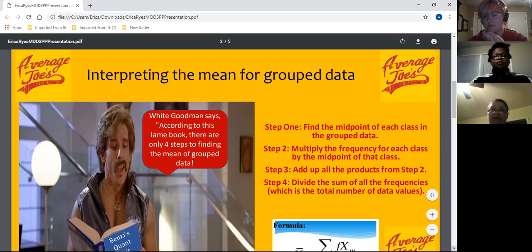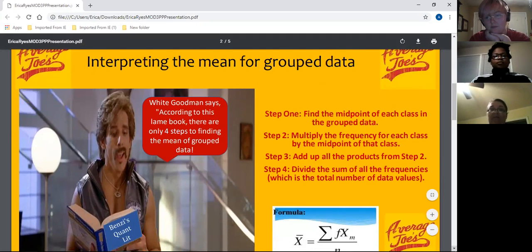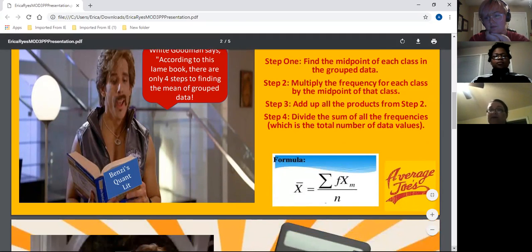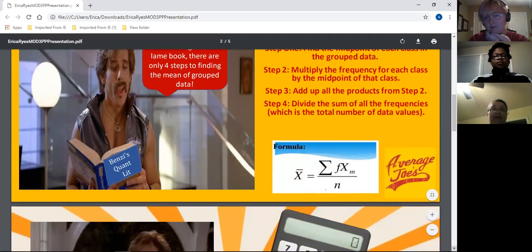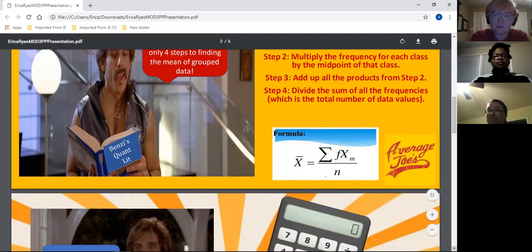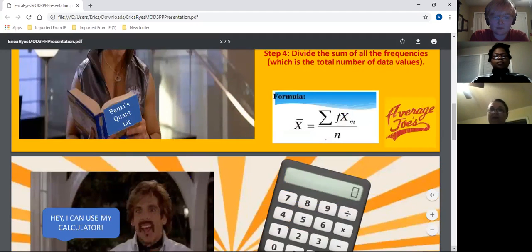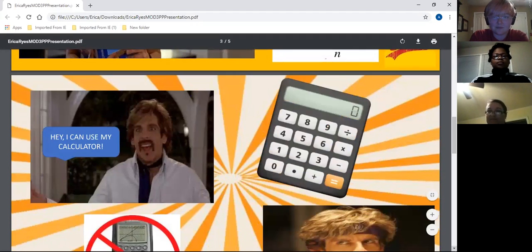Some people are formula people. I'm not one of those people. But here is the formula for finding the data that we need. So I'm excited because we can use a calculator now. Add, multiply, divide, using a calculator. And so I said, hey, I can use my calculator.